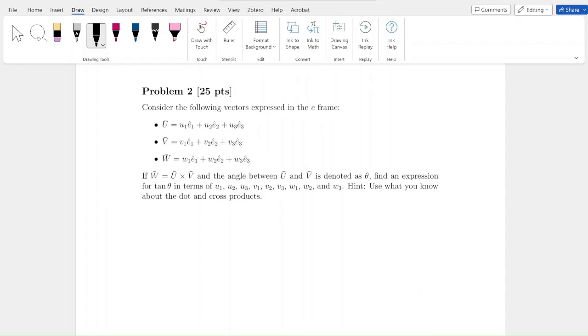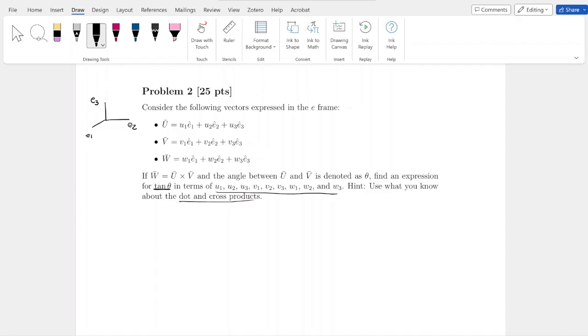Okay, so problem 2. Consider the following vectors expressed in the E-frame. So let's say we have our E-frame here. This isn't really necessary, but it just helps to visualize. So U is U1 e1 hat plus U2 e2 hat plus U3 e3 hat. Same thing goes for V and W. W is given as the cross product between U and V, and the angle between U and V is noted as theta. And then find an expression for tangent theta in terms of the components of the U, W vectors. Usually you know about dot and cross products.